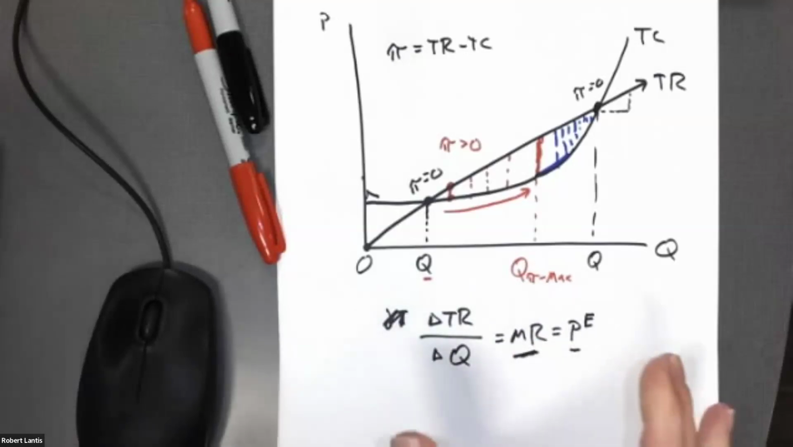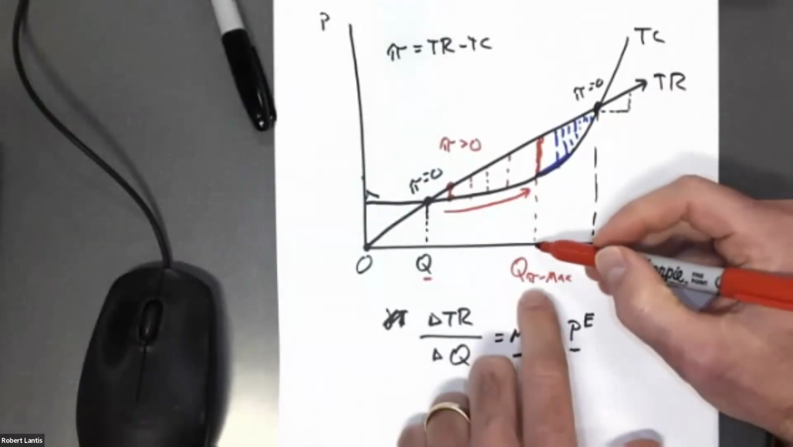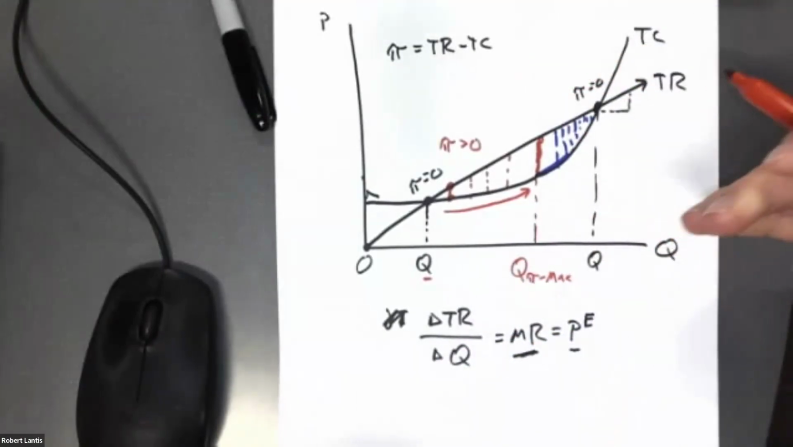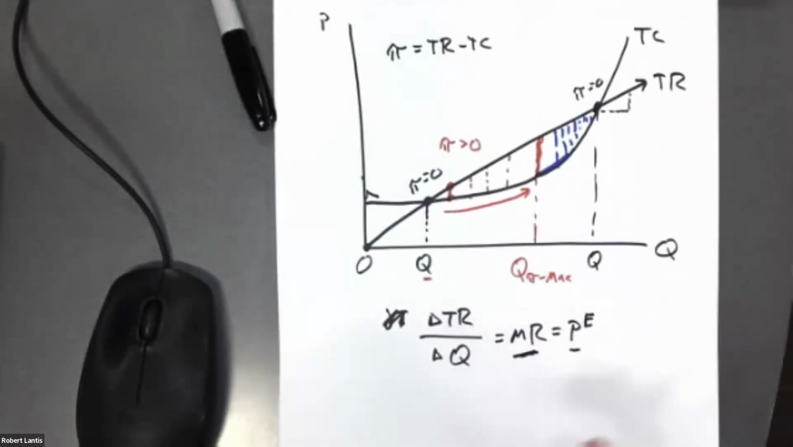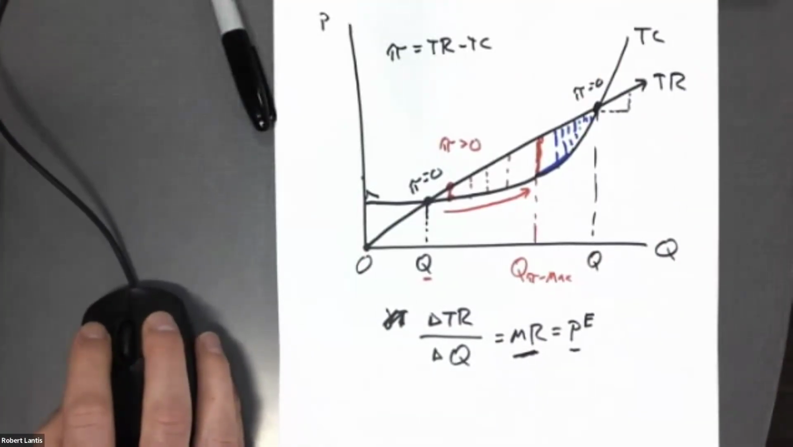Okay. So visually, that quantity where the difference between total revenue and total cost is its largest, that's going to be the point that maximizes profits, because profits are simply the difference between total revenues and total costs. Okay.